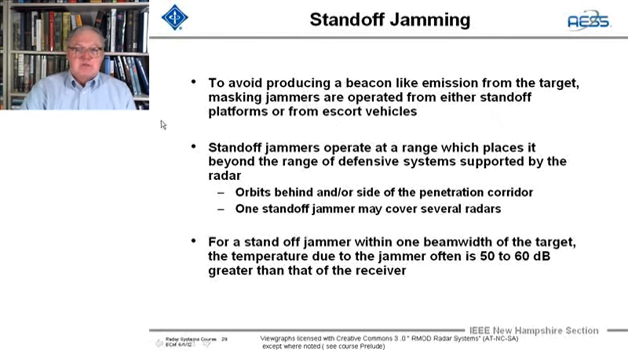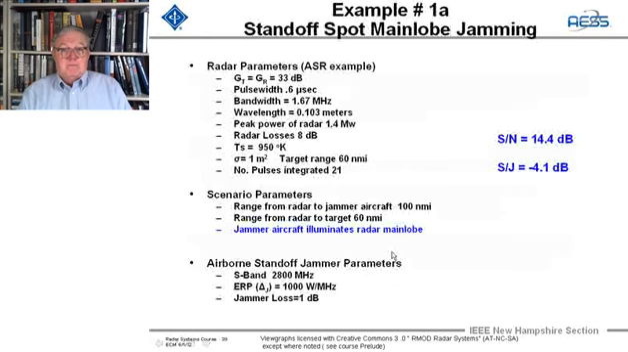The standoff jammers operate at a range which is usually beyond the range of the defensive system supported by the radar, and they'll orbit in safety. And one standoff jammer may cover a number of radars. And for a standoff jammer within one beam width of the target, the temperature due to the jammer is often 50 to 60 dB. That's 1,000,000 times greater than the temperature due to the receiver noise. So that tells you it can really clobber the detection.